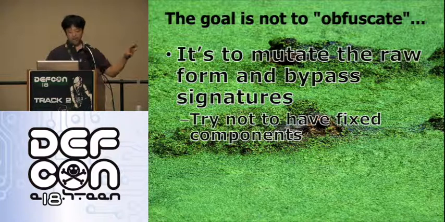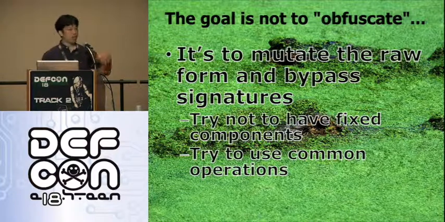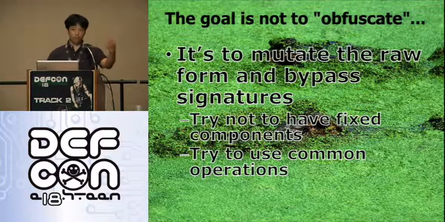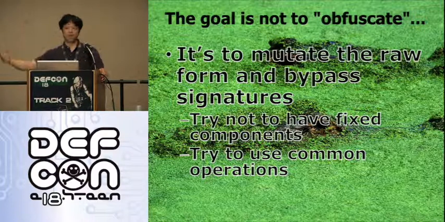So we want to try not to have fixed components when we generate the JavaScript code or the new mutated JavaScript code. And we want to try to use common operations. So we don't want to use rare operations that nobody used, because then antivirus can say, well, this operation, only 0.01% of JavaScript use those, and they're mostly exploits. We don't want to have those.